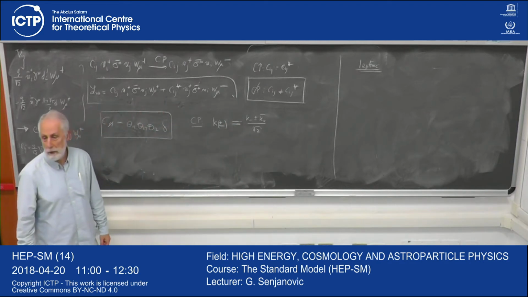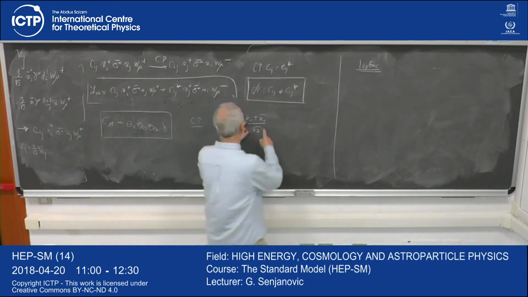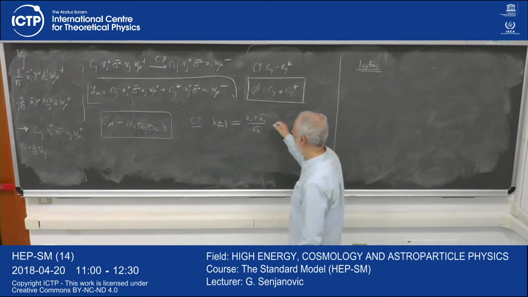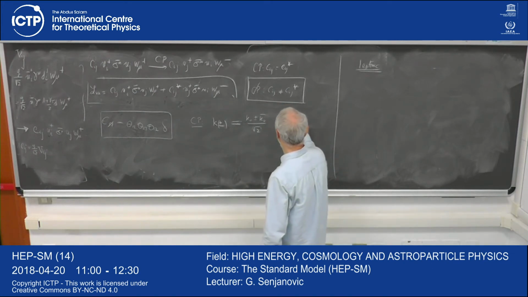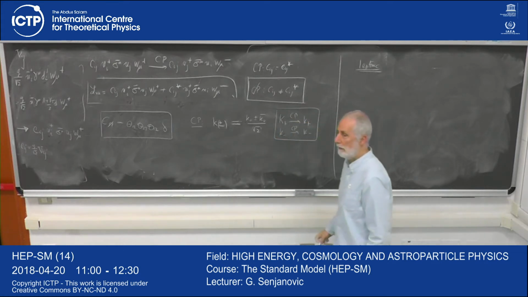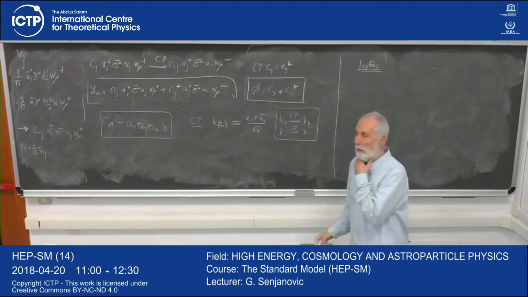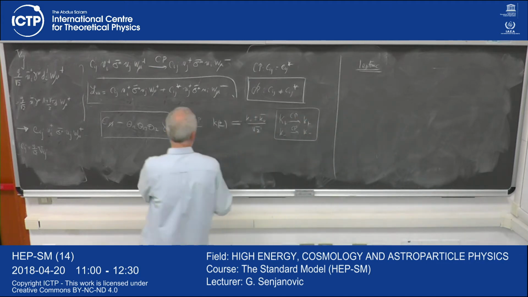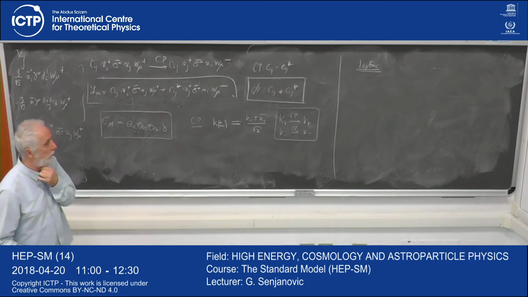How do I know that they have to be eigenstates? Because under CP, K0 goes into K0 bar. So K plus goes into K plus under CP, and K minus goes under CP into K minus. These are CP even and CP odd states. Okay, once again, to remind you, please, I want this. I went briefly because you've studied this before.